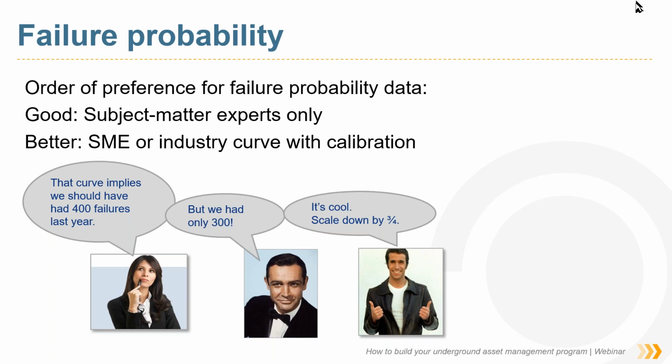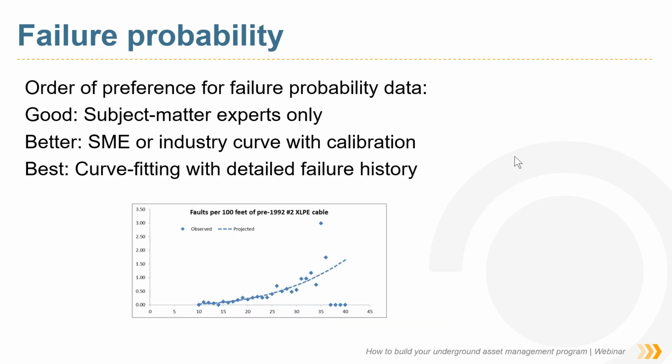And of course, the gold standard would be a curve based on detailed failure history, where you can actually do some regression. And some utilities have data that they can work with to do this kind of work, and some don't. I would say that in my experience, most utilities don't have detailed failure history, and so they're working with some combination of judgment and near-term failure rates that they do know.